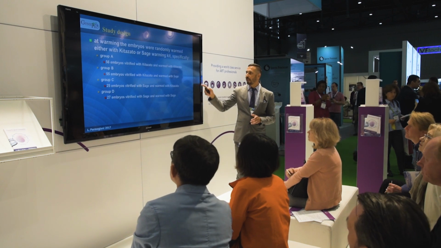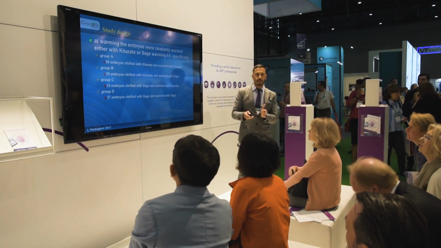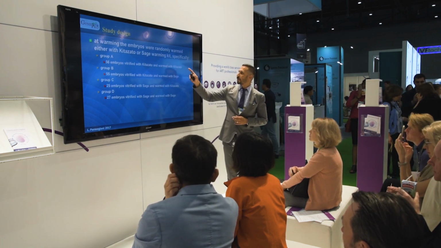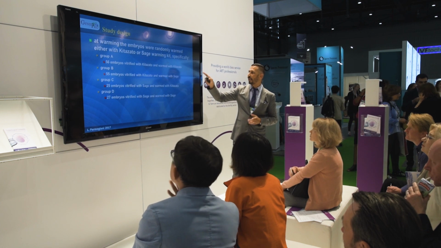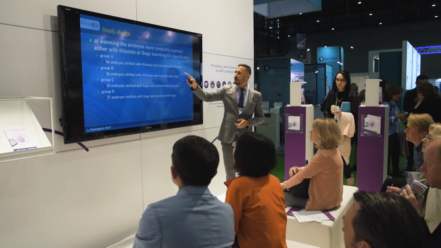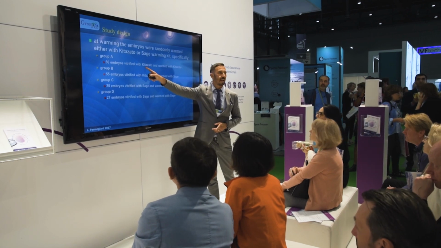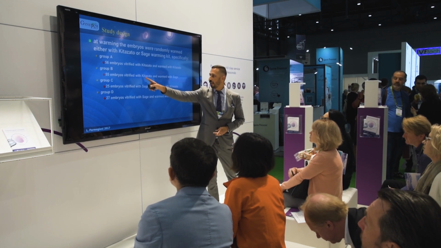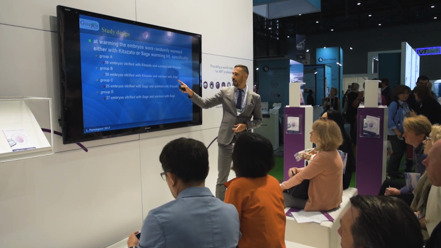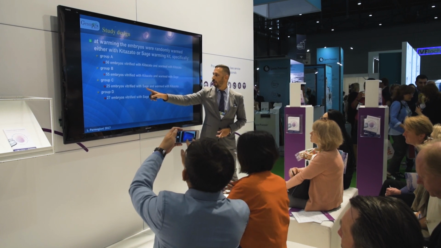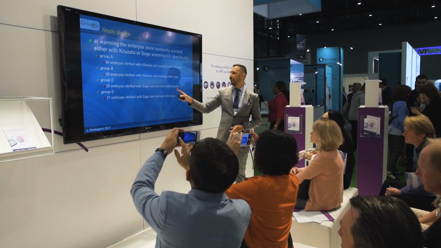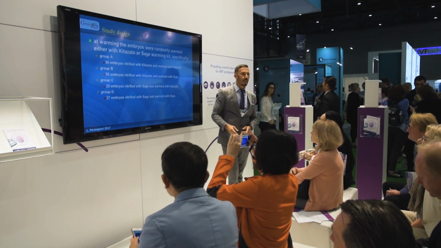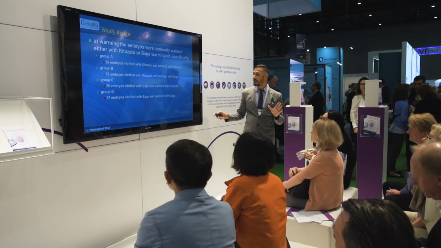At warming, again we used software to randomize the embryos, and so the embryos were randomly warmed with either the Kitazato or SAGE warming kit. Specifically, some embryos were vitrified with Kitazato and warmed with Kitazato. Some others were vitrified with Kitazato and warmed with SAGE. In group C, they were vitrified with SAGE and warmed with Kitazato, and in the last group, they were vitrified and warmed with SAGE. And this is the first time we present this result.